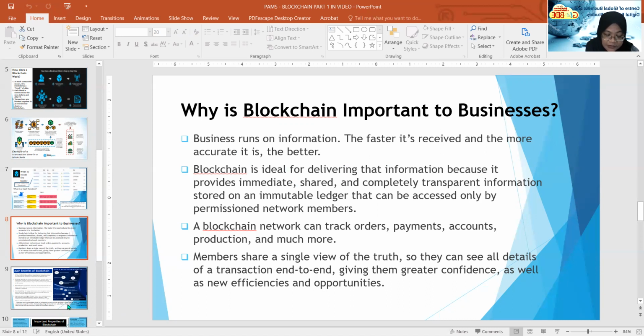A blockchain network can track orders, payments, accounts, production, and much more. And because members share a single view of the truth, the same record, you can see all details of a transaction end to end, giving you greater confidence as well as new efficiencies and opportunities.